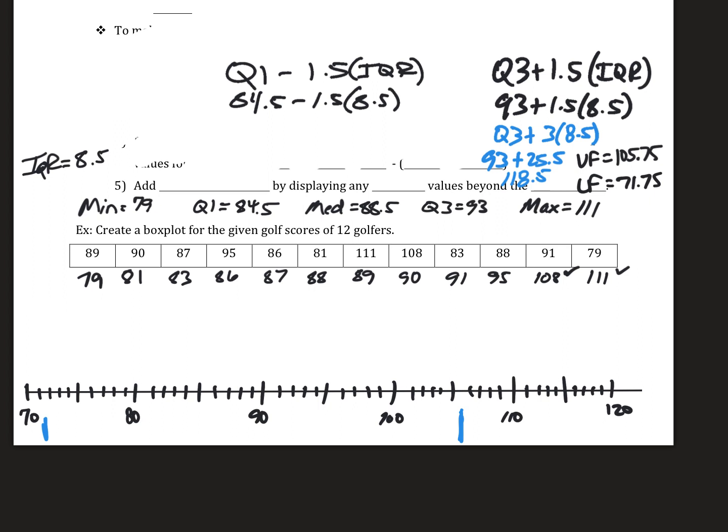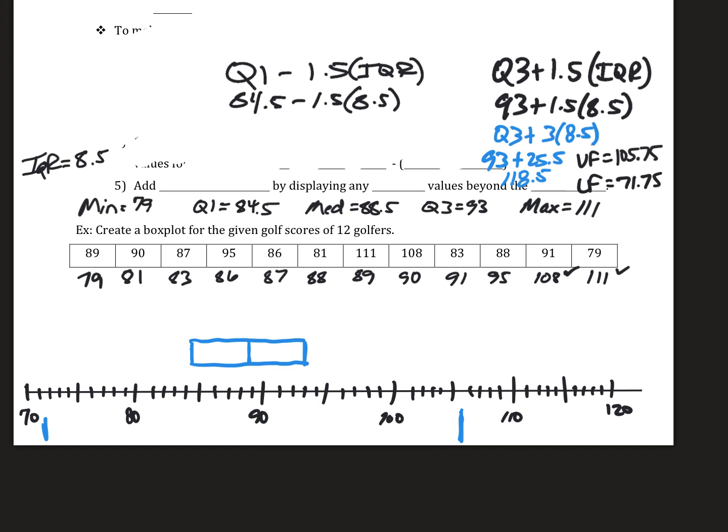Okay? So to make this box and whisker plot, I'm going to start with my median. Right above my median is 88.5. So that's going to go right here. I'm going to draw a line for that. Then I'm going to draw a line at Q3, which is at 93, which is right there. Then I'm going to draw a line at 84.5. That's my Q1 right there. And I have now drawn the box.